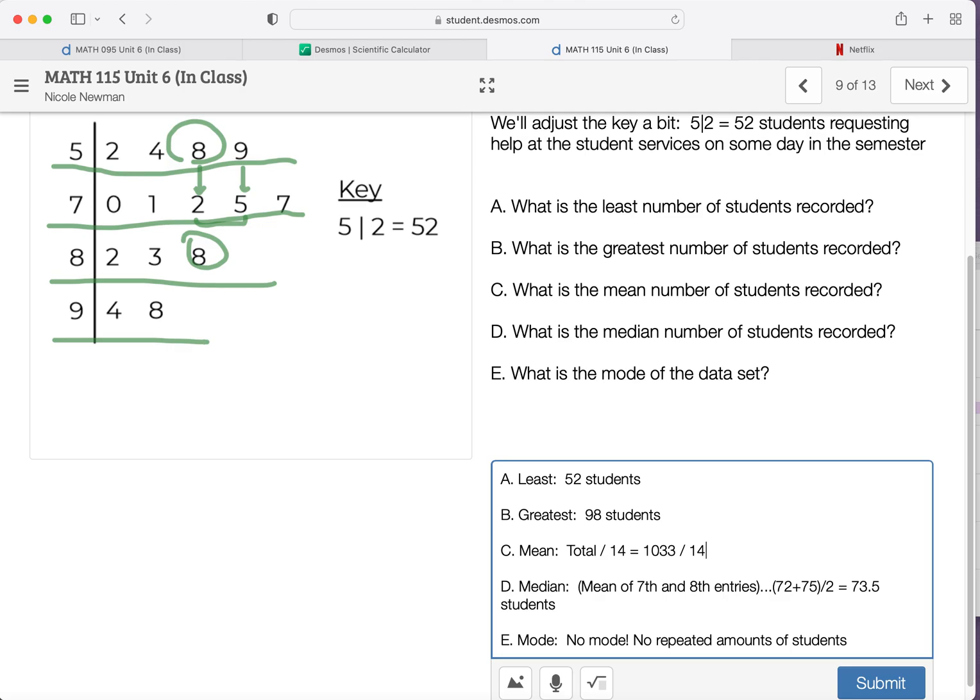73 point, oops, lost my equals. 73.8 students was the average amount. And an average is supposed to be a measure of center. And so it does need to be between the low end of 52 and the high end of 98 students, and it is between those two.